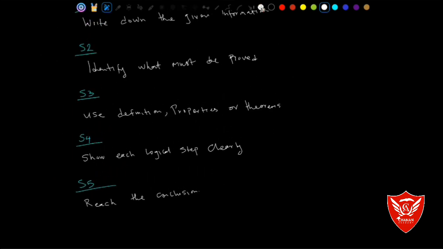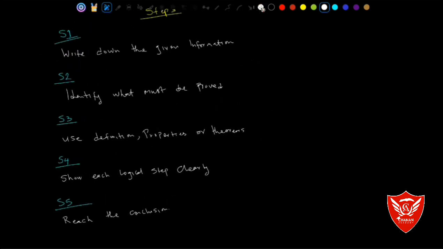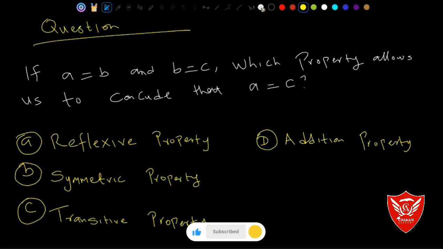So these are the 5 steps for solving deductive proof questions. The first thing you do is to write down the given information. Then you identify what you are asked to prove. Then you use definitions, properties, or theorems to make your reason and show the logical steps clearly, and then you reach your conclusion.